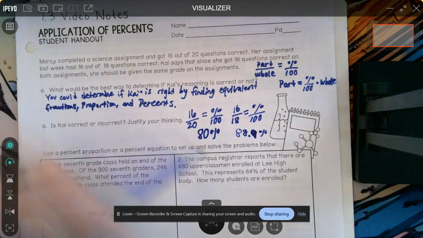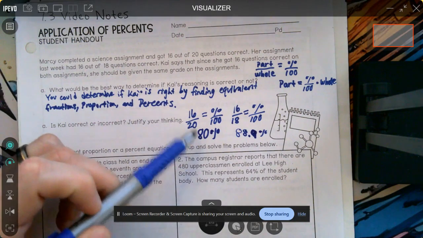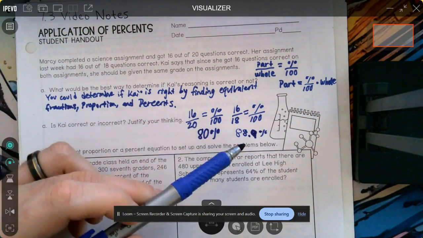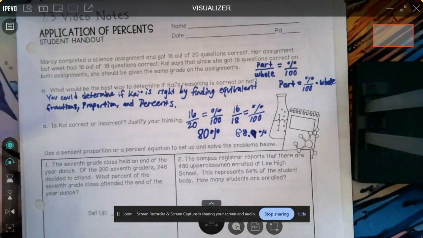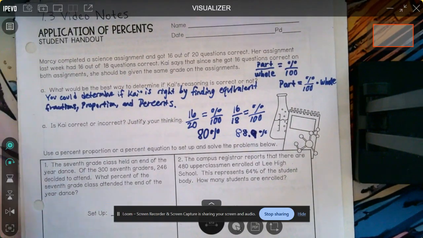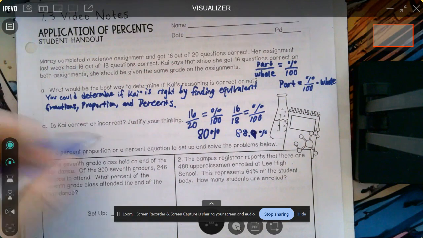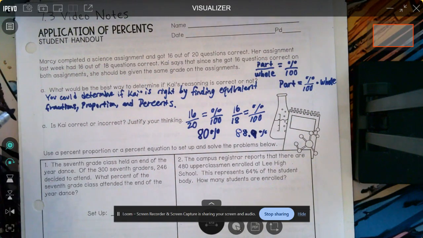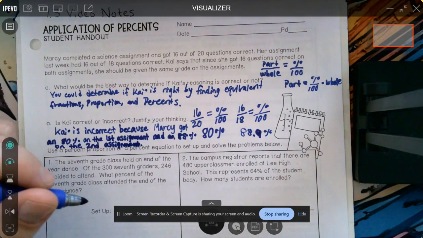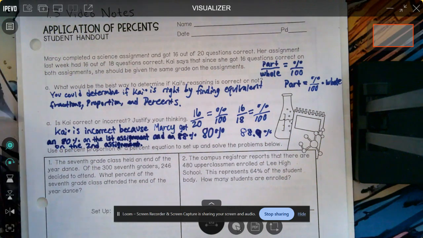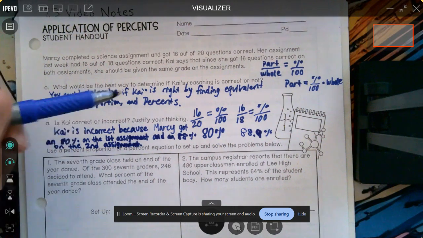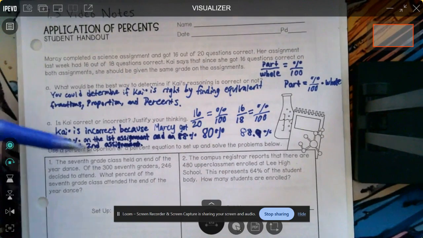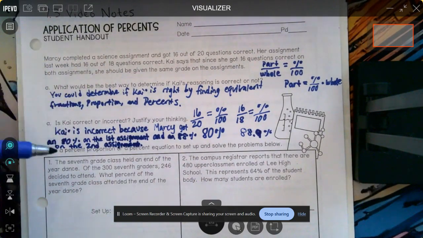All right, so when you cross multiply and divide, you see that the first assignment she got an 80%, and the second one she got an 88.9%. So is Kai right or wrong? Of course, Kai is wrong. So go ahead and write a little sentence here saying that Kai is incorrect and explain why. All right, so your explanation looks similar to mine. Kai is incorrect because Marcy got an 80% on the first assignment, and then 88 on the second assignment. So as long as it sounds something like that, you are good to go.